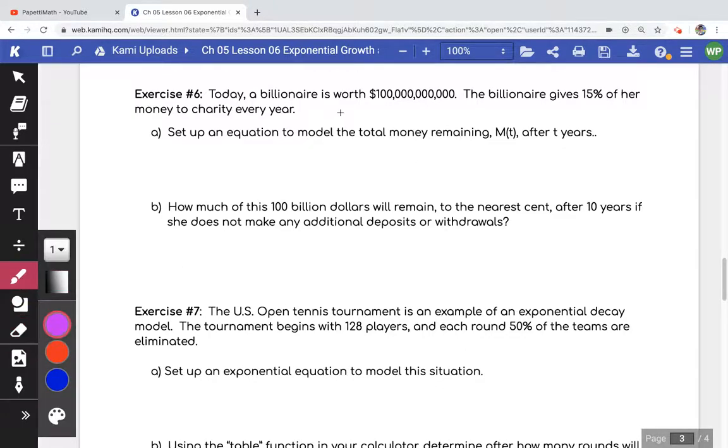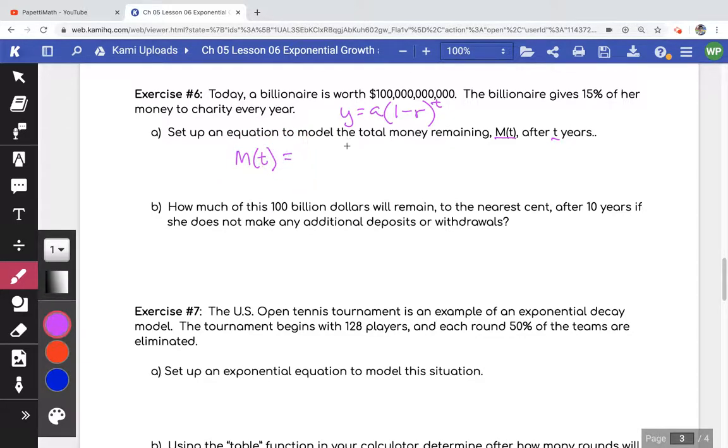So what we have here is an example of a decay formula because the billionaire is giving away 15% of her money every year. So giving away means you're subtracting from the total amount you have. So let's remember our general form of an exponential decay formula is y equals a times 1 minus r to the power t. But of course, we know our new variables now are going to be m of t and t. So let's change out that y with an m of t.